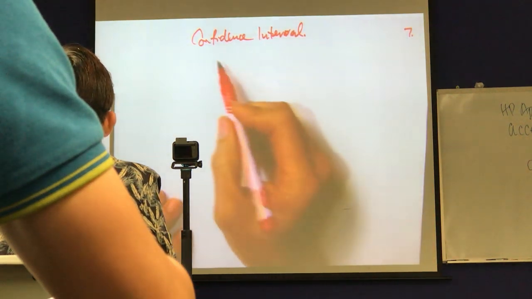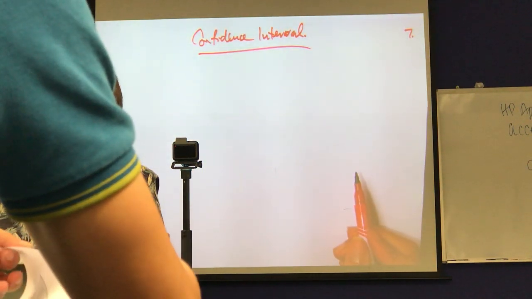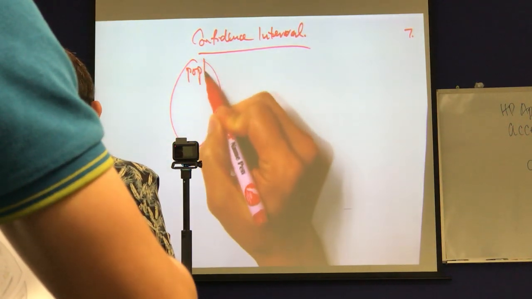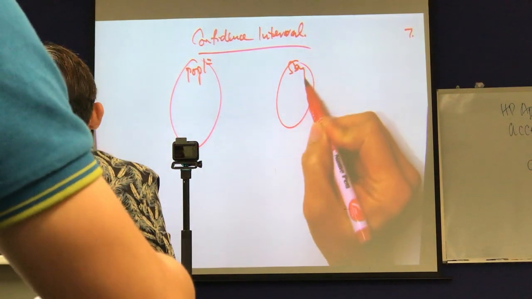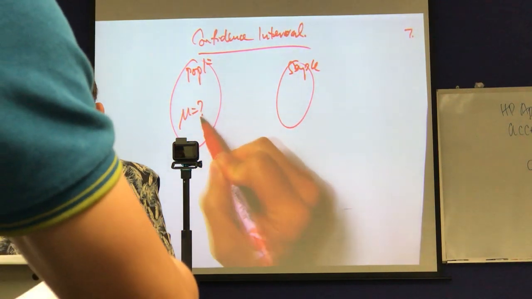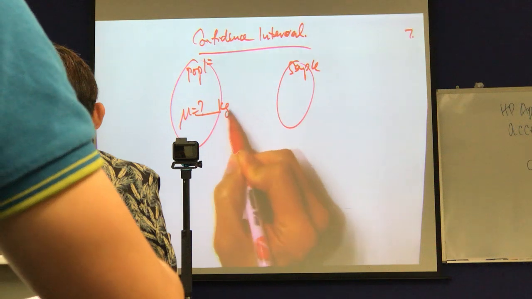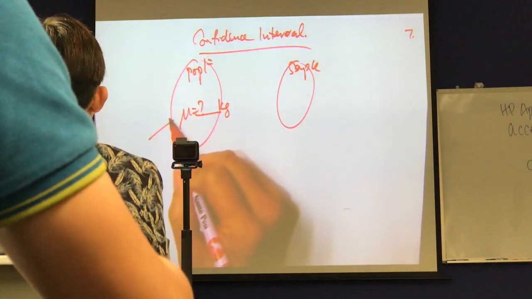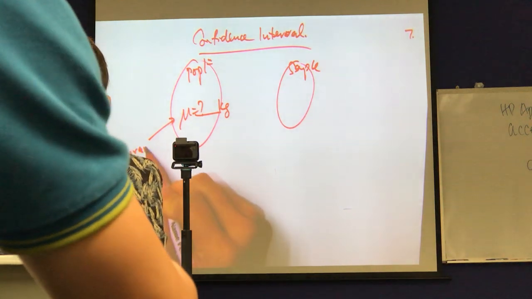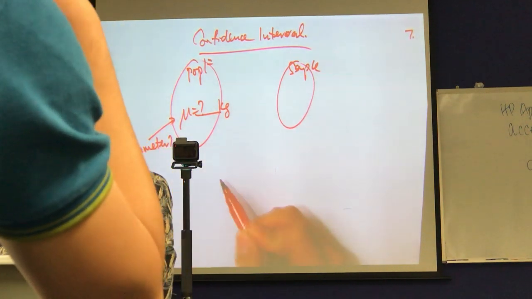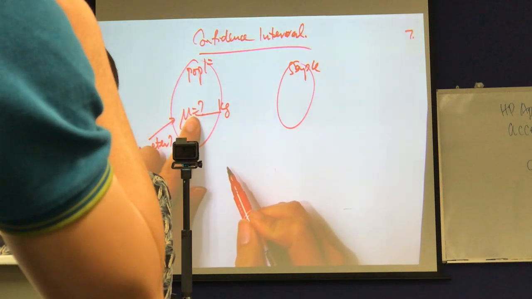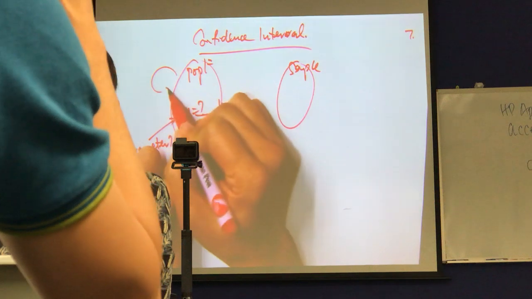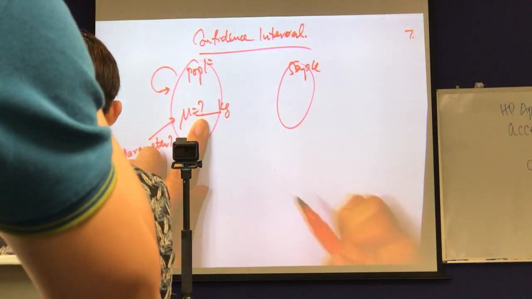Confidence intervals, let's look at the bigger picture here. Population. Sample. We want to find out what the mean is. How many kg is this one here? Sometimes we need to find out the population parameters to make some kind of decision. But we cannot find out what mu is. The only way to find out what mu is accurately is to conduct a census. But we are not going to do that.